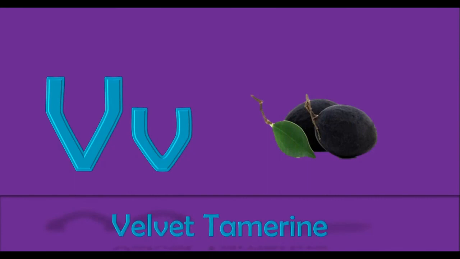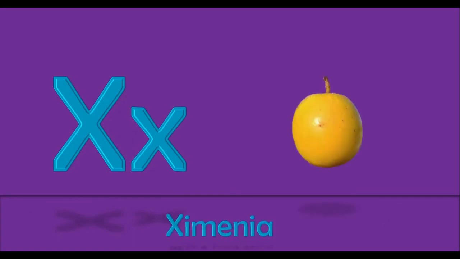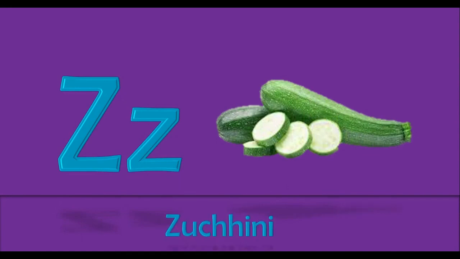V for velvet tamarind. W for watermelon. X for zimania. Y for yuzu. Z for zucchini.